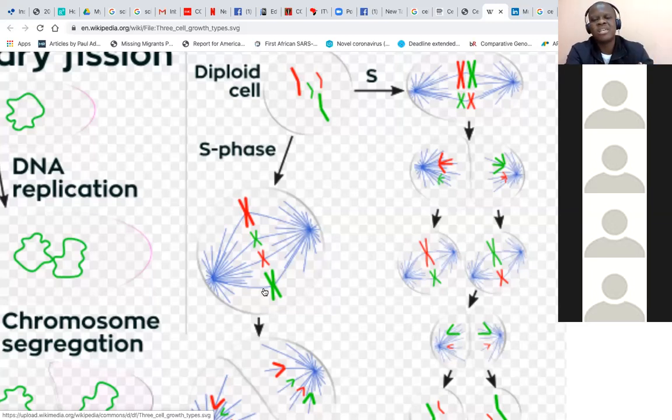The duplication of the genetic material, the DNA that is packed as the chromosome. So that is what is happening at the S phase. There is the doubling of the DNA material, which is the chromosome. So in essence, DNA replication is not happening during mitosis. DNA replication is happening during the S phase of the interphase.